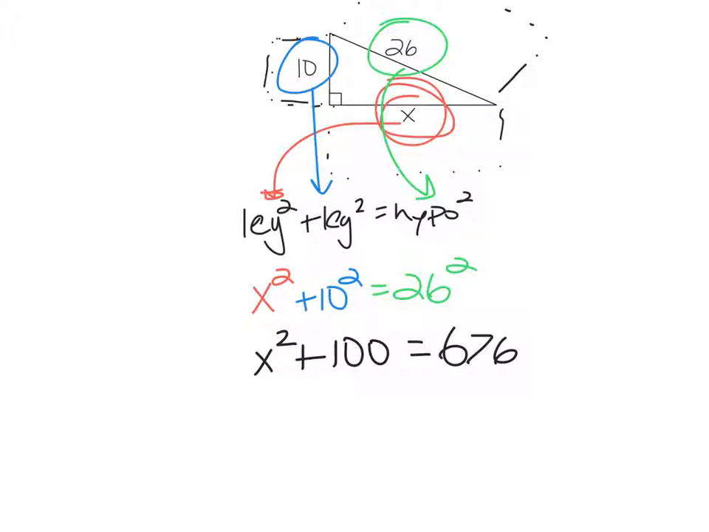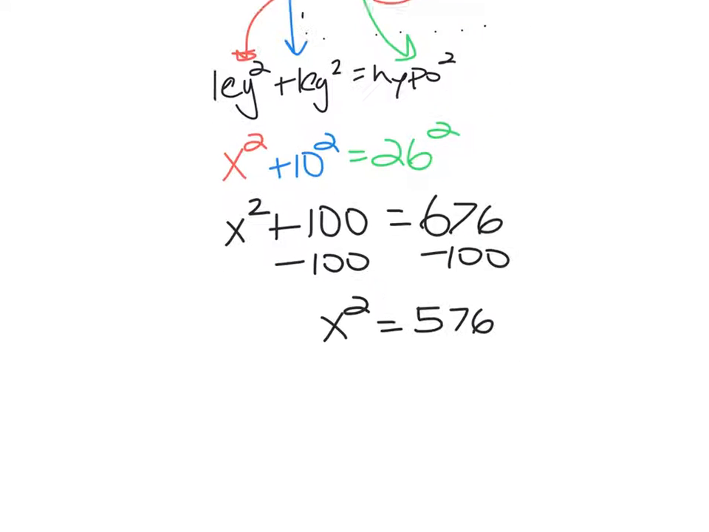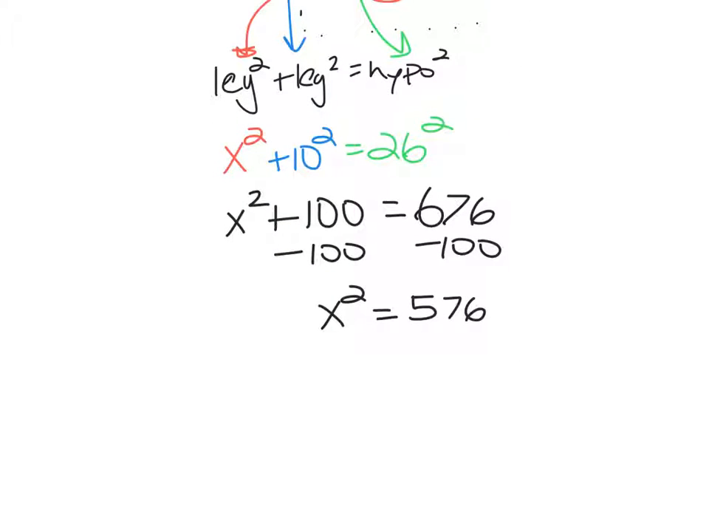Let's walk through the problem. Let's see. What do I get rid of first? The power of 2 or plus 100? I'm going to get rid of plus 100 by subtracting 100 from both sides. That gives me x to the power of 2 equals 576. So the opposite of power is a root, so I'll take the root on both sides.